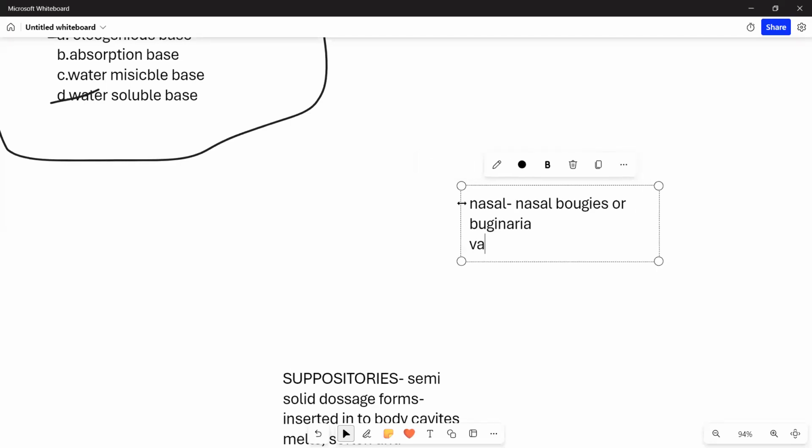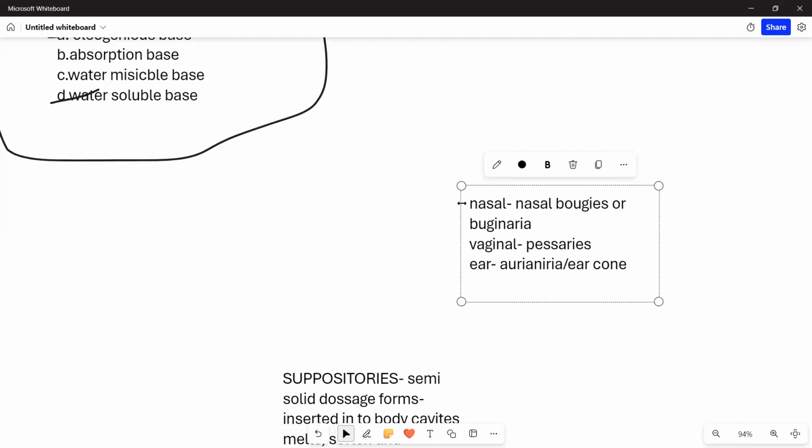Those which are administered to the vaginal body cavity are known as pessaries, and those to the ear are known as aurinaria. Great, guys. Aurinaria, or ear cone. These are also known as ear cone.